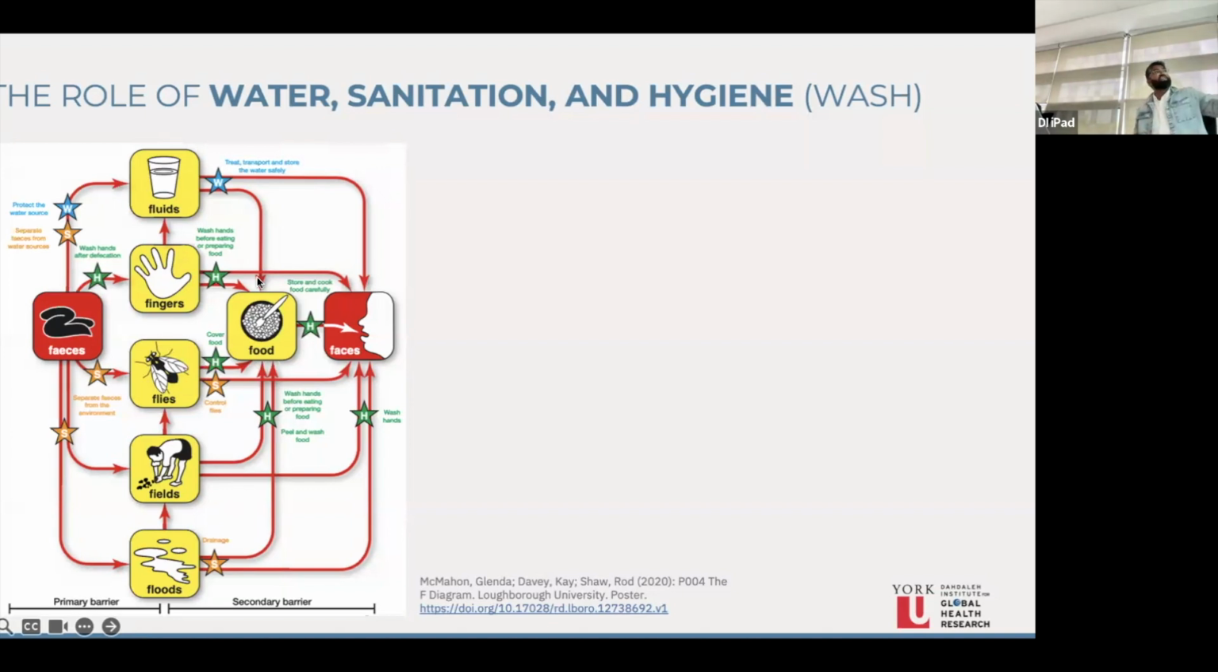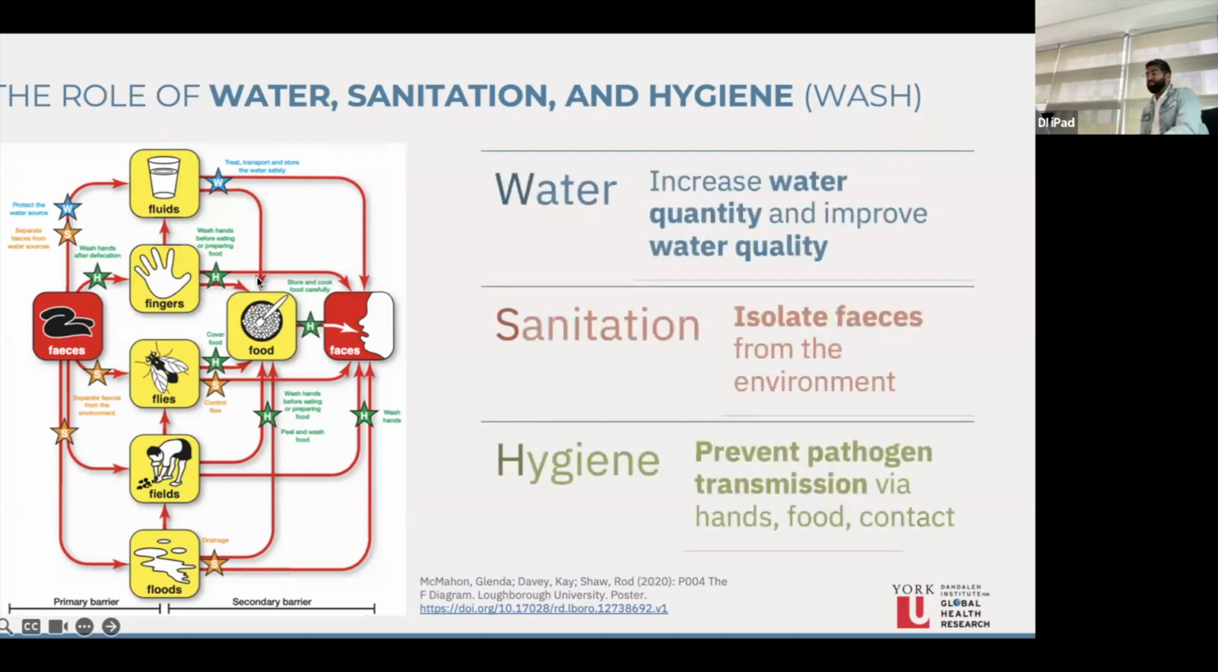Now, preventing the transmission of these diseases means interrupting these pathways. And we do that through water, sanitation and hygiene interventions, right? Water interventions aim to increase the quantity and the quality of the water that's available to people. Sanitation interventions aim to isolate and contain feces from the environment, and hygiene interventions aim to protect transmission from hands, food, and person-to-person contact. The F diagram shows us which of these pathways these interventions can interrupt and break.